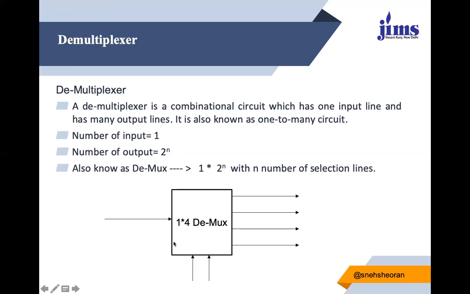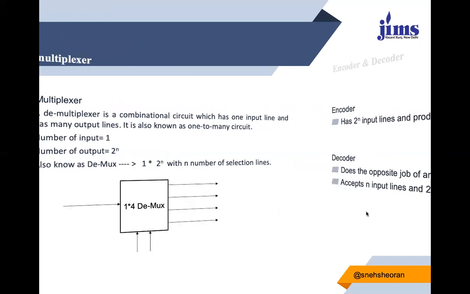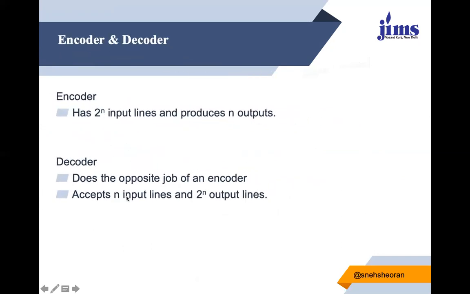So you can see in the diagram, on the left hand side you have your 1 input, on the right hand side you have your 4 outputs, and the 2 bottom lines are your 2 selection lines. So this is your 1 cross 4 demux. Moving to next, encoder and decoder.